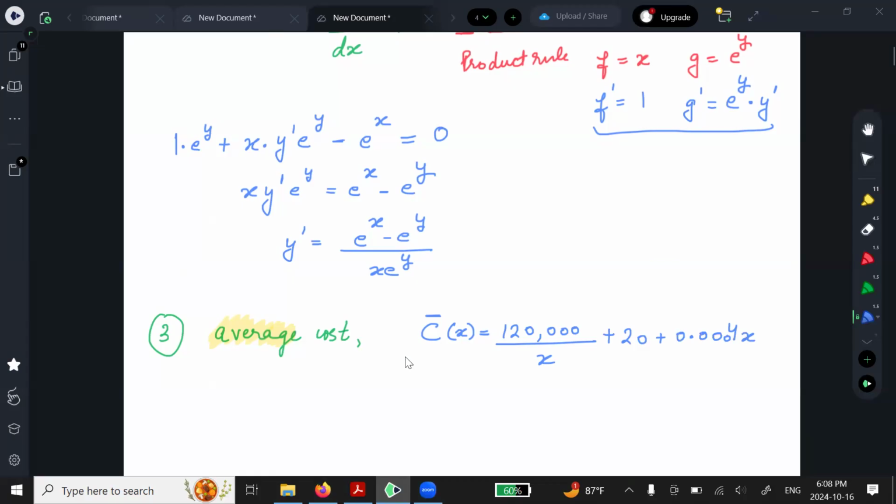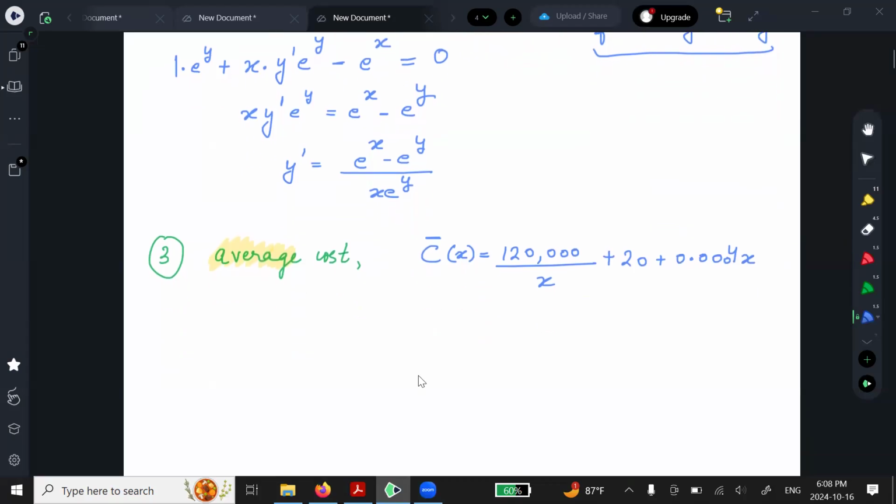Weekly production is currently 4,000 players. So x equals 4,000. Okay. And the rate of change is increasing at 400. What happens when they say it's increasing?